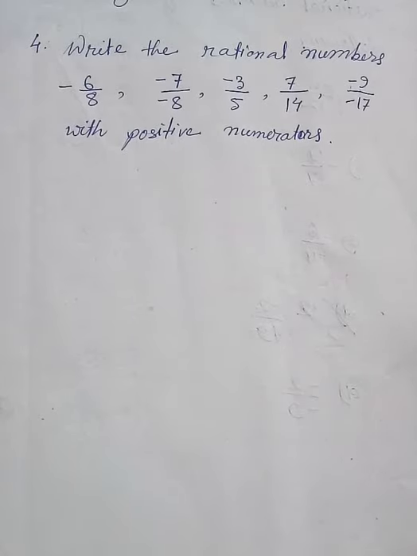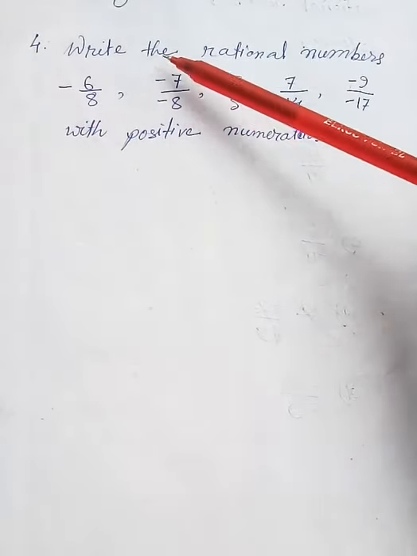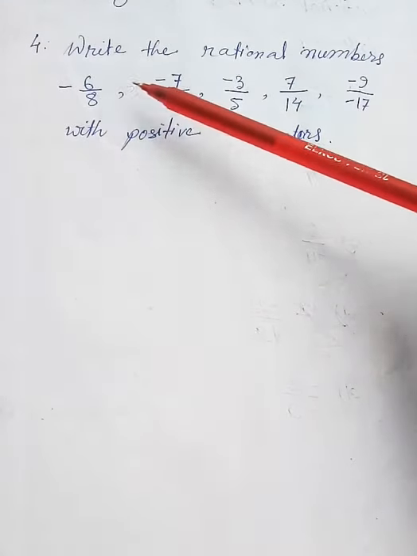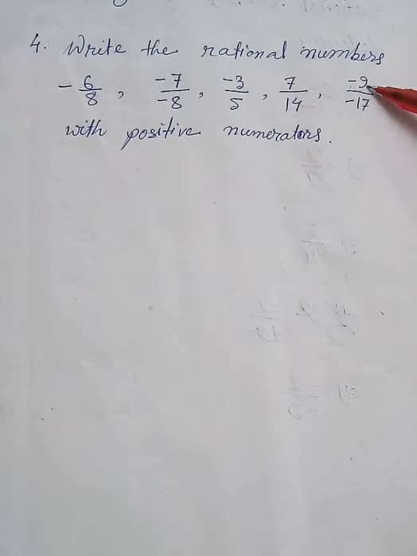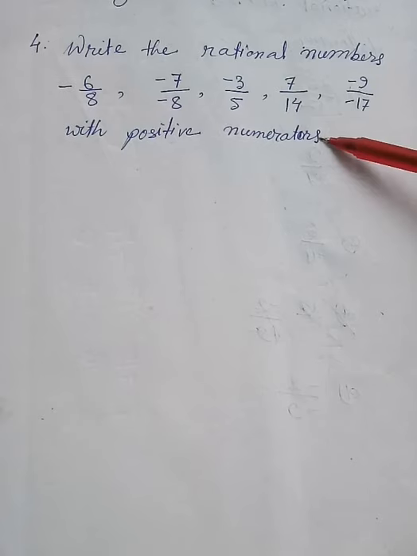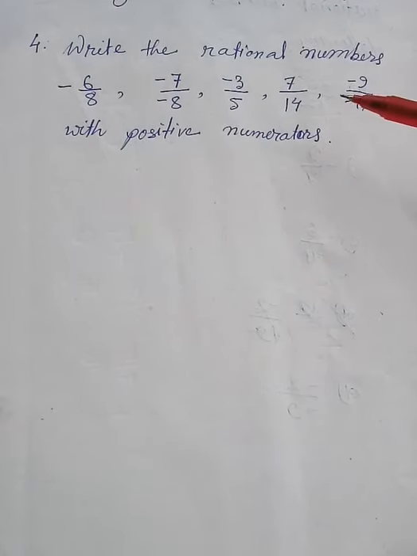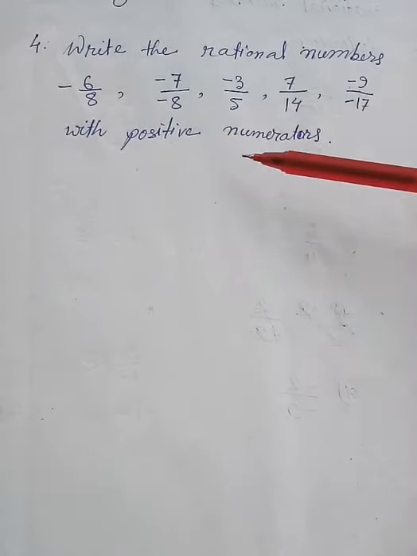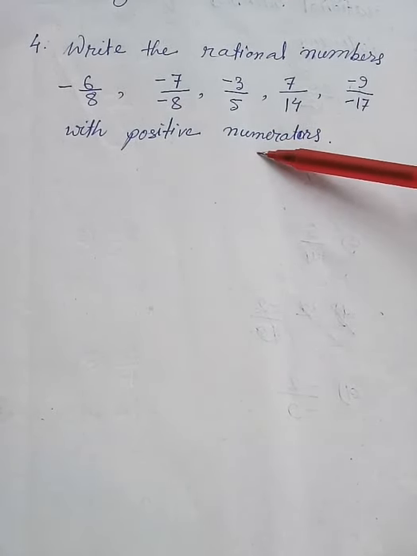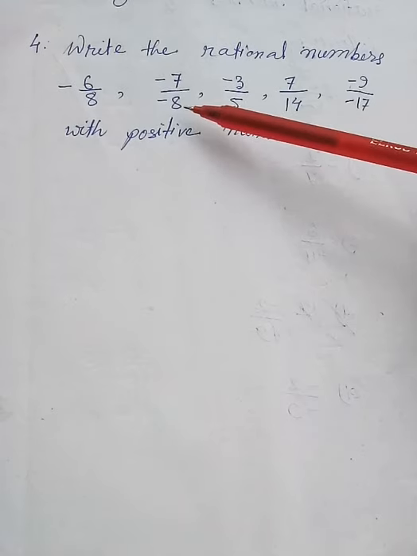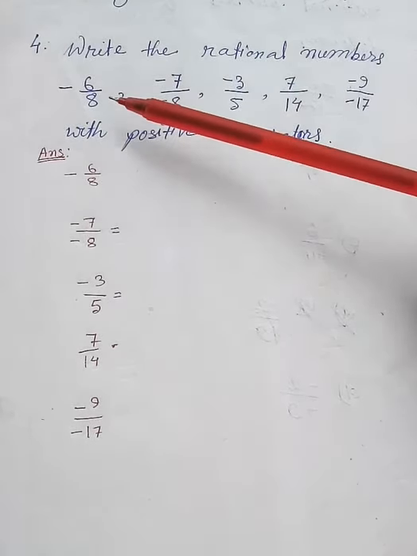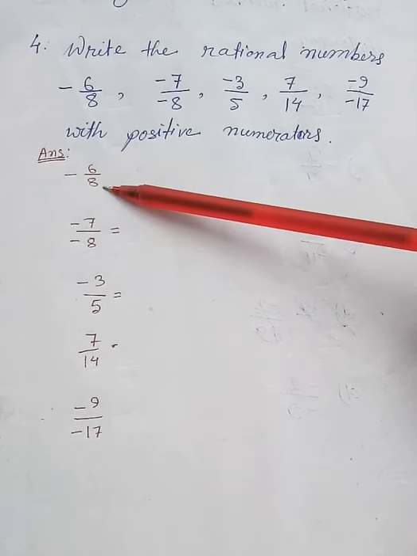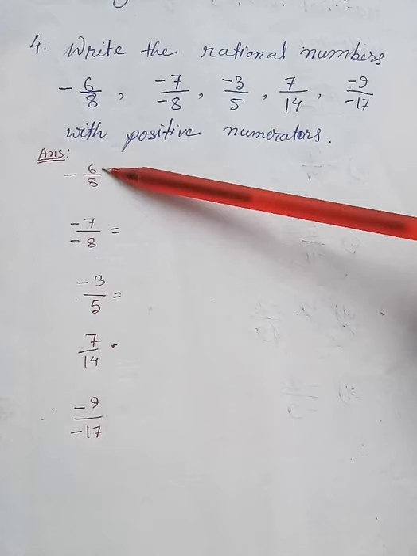Let us come to the next question. Question number 4. Write the rational numbers minus 6 by 8, minus 7 by minus 8, minus 3 by 5, 7 by 14, minus 9 by minus 17 with positive numerators. Means you have to write all these rational numbers with positive numerators. So let us pick up the first rational number, minus 6 by 8. So here 6 is the numerator.